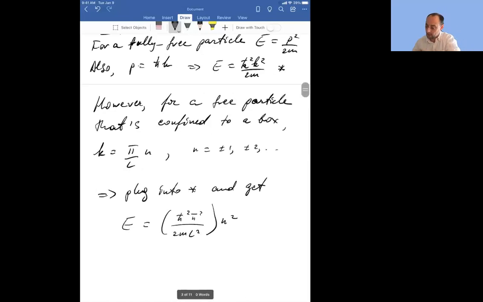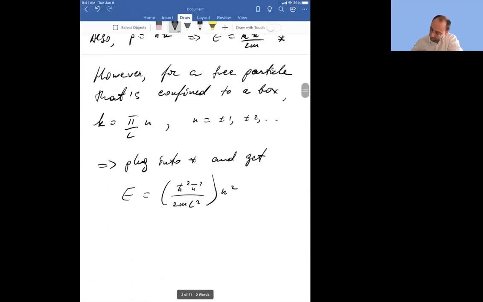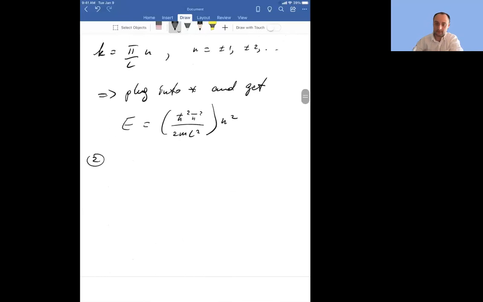So that's point number one. I would like to make another point about energies. So it's not just a bunch of math. I can rewrite this like this.